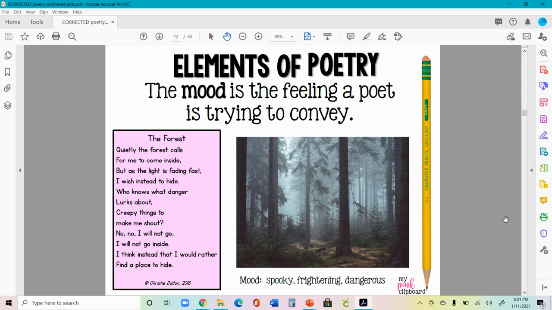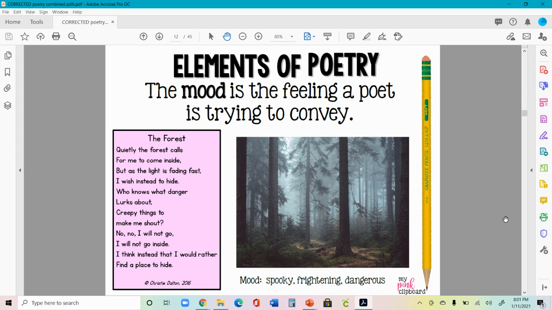Mood is very powerful in poetry. The types of words, whether positive or negative, that are used definitely connect with the reader and their emotions, their feelings, what they have in their schema. So, mood is the feeling the poet is trying to convey.